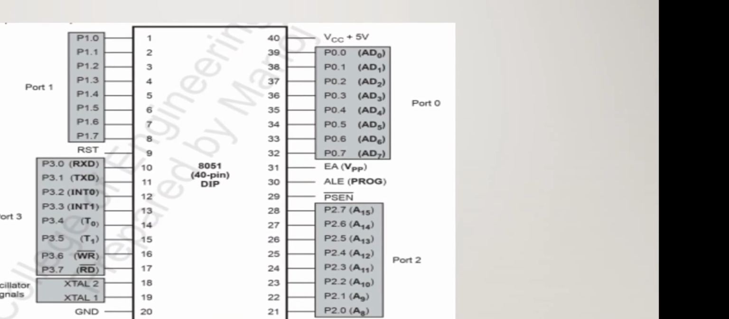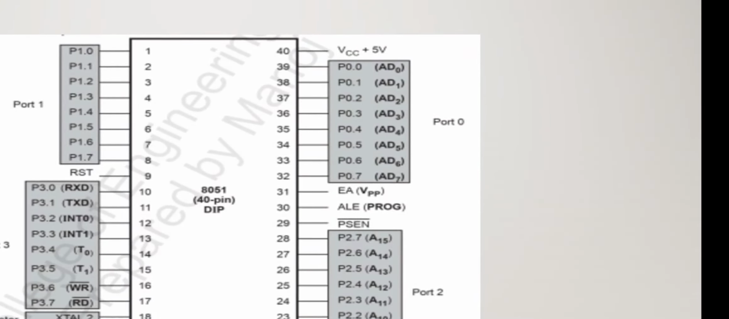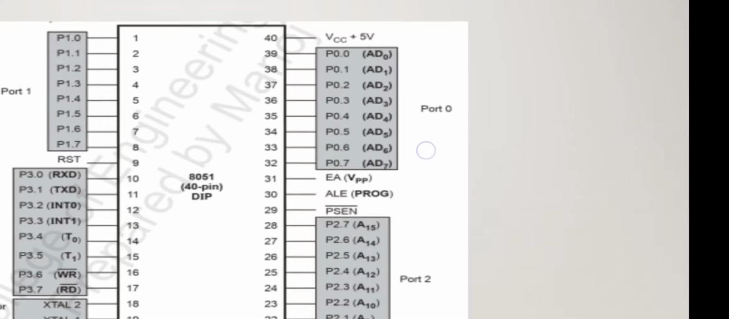Okay, then the 30th pin we have ALE, that is address latch enable. Then the 31st pin is EA, that is external access. This address latch enable is used for port 0, because in port 0 we have address and data, AD, that is AD0 to AD7. Here address and data are multiplexed together.